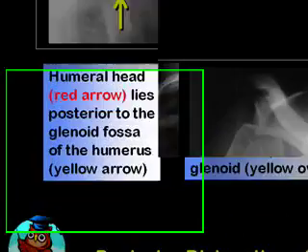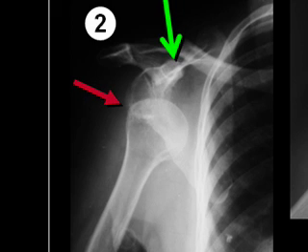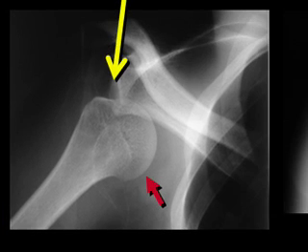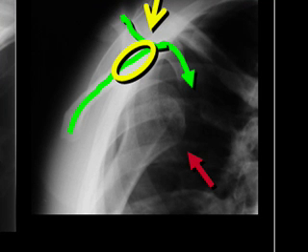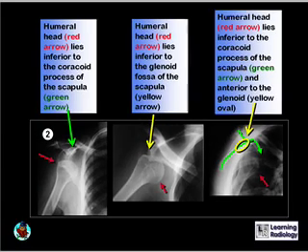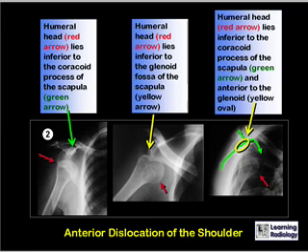Patient 2, the humeral head, shown by the red arrow, lies inferior to the coracoid process of the scapula, shown by the green arrow. Here we see again that the humeral head, the red arrow, lies inferior to the glenoid fossa, shown by the yellow arrow. And on this Y view, we can see that the humeral head, the red arrow, lies inferior to the coracoid, which is an anterior structure, and anterior to the glenoid, shown by the yellow ellipse. This is an example of an anterior dislocation of the shoulder.